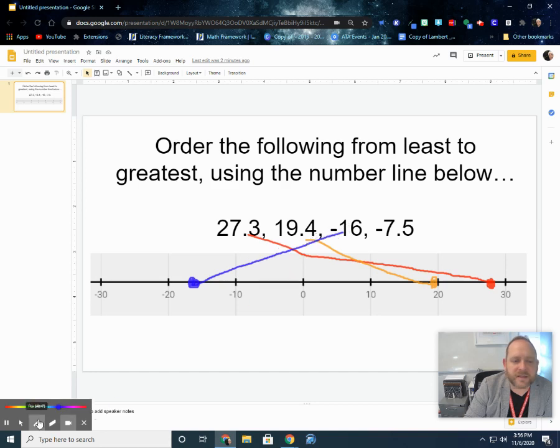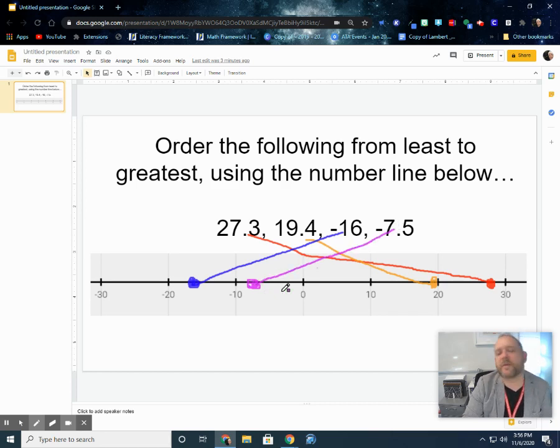And last but not least, I have negative 7/5. So here's our negative side, and 7 5/10, or 7.5. Any way you want to look at that, and that's going to go about 3/4 of the way over by 10. I know that halfway between 0 and negative 10 would be negative 5, and then halfway between that would be negative 7.5. And there we go.